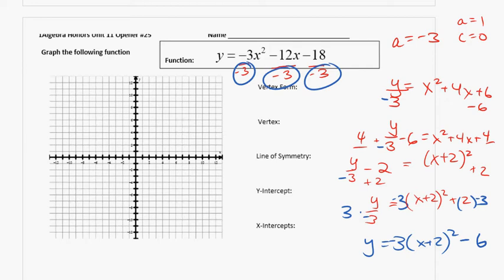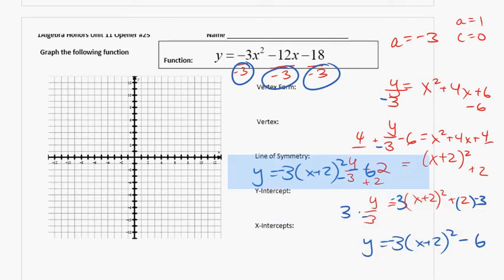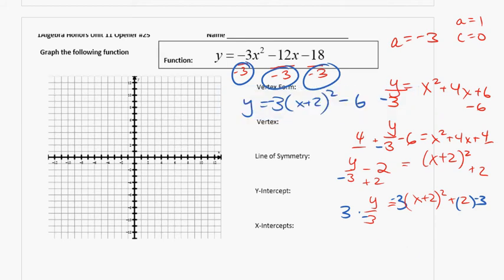So my vertex form is that my vertex would be negative 2, negative 6. So let's label that minus 2, minus 6. So it's down here. And I know the parabola goes down because I have a negative a value. So where are my x-intercepts if it's going to go down? Well, there are none. And I can show you that several ways why there are none. But why don't I show you in vertex form first?